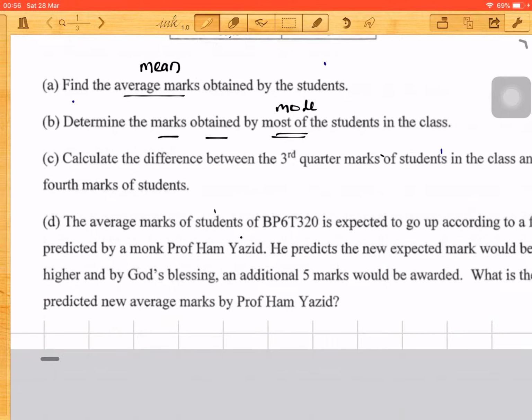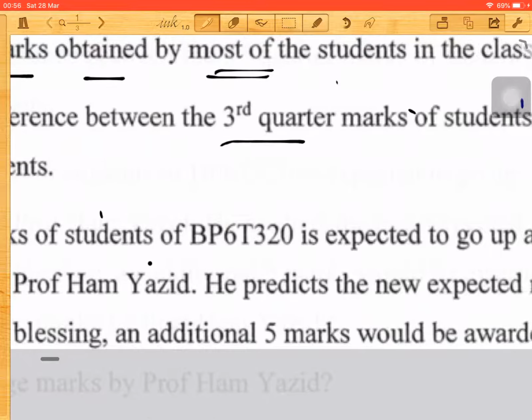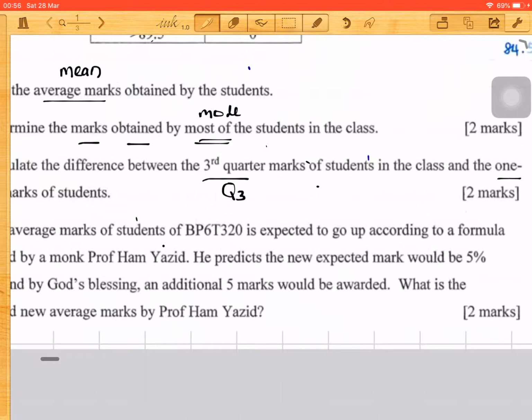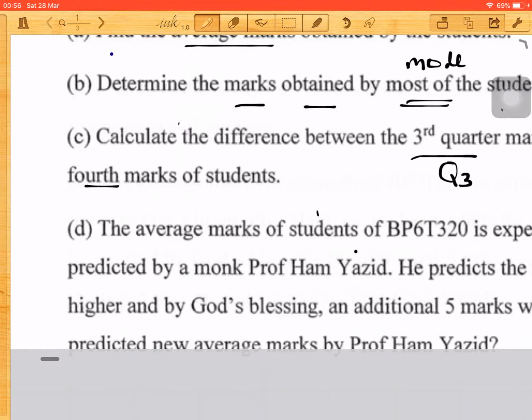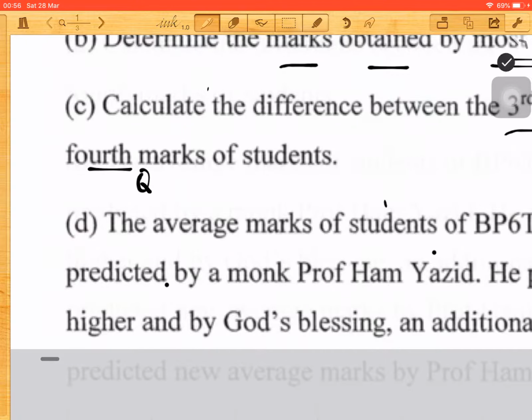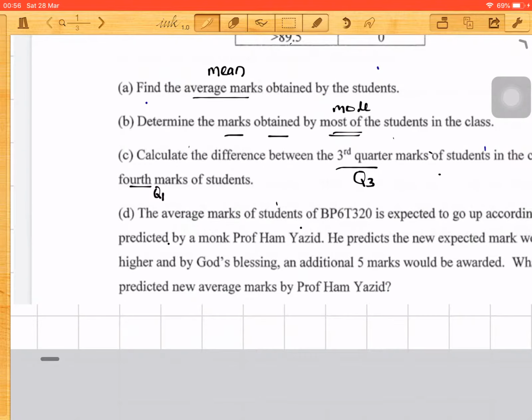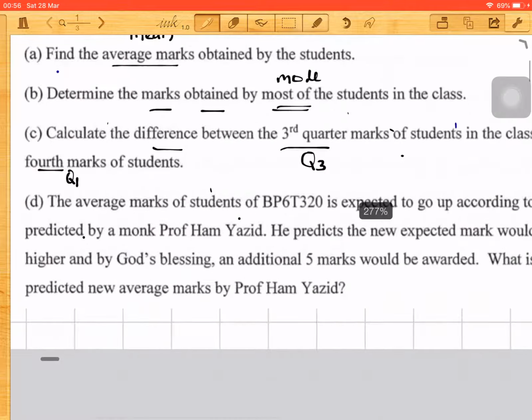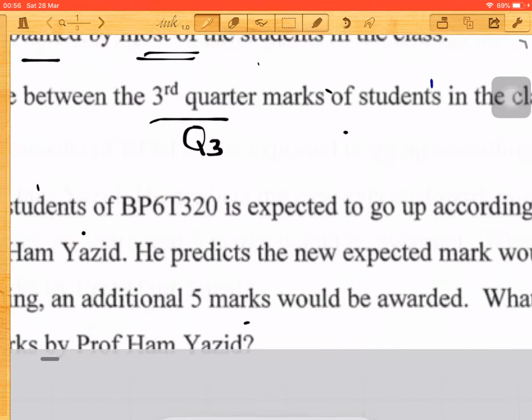Calculate the difference between the third quarter. So actually, this is Q3. And the first quarter, so actually this is Q1. So they're asking for Q3 and Q1 and the difference between them. The difference between Q3 and Q1 is actually the interquartile range. That's it. It is very easy.